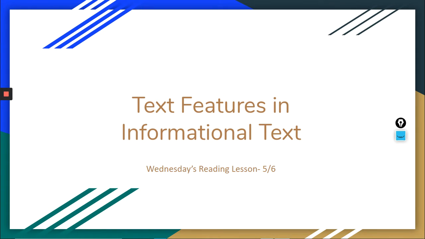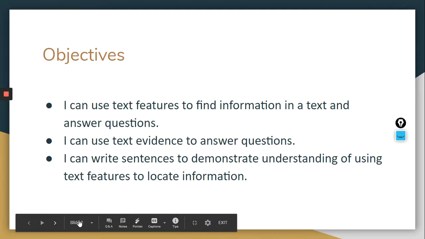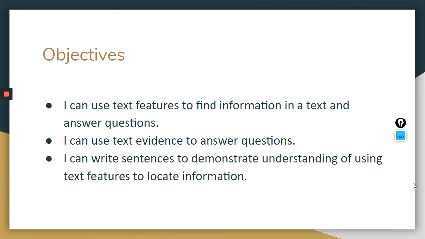So today is Wednesday, May 6th, and I'm here recording your text features and informational text lesson. For our reading lesson today, we're going to be covering a couple different objectives. Our first one is I can use text features to find information in a text and answer questions. Meaning we're going to be looking at informational text, which we have been this whole unit, and we're going to look at those text features that help us get information.